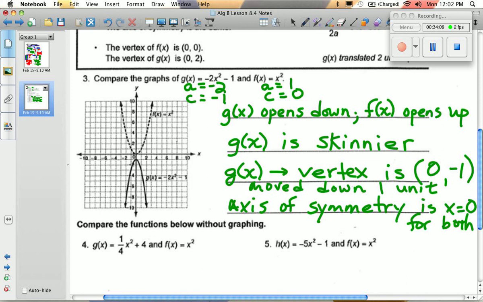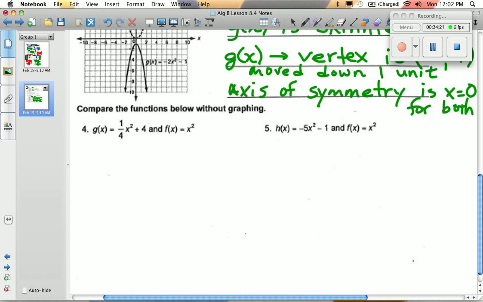Okay, so the real goal is to be able to just tell what's going to happen to the graphs without ever having to graph. So that's what we're going to practice next. Number 4. What's the first thing you always want to do? What did I say? Identify the A and the C. A equals 1/4. C equals 4. A equals 1. C equals 0.